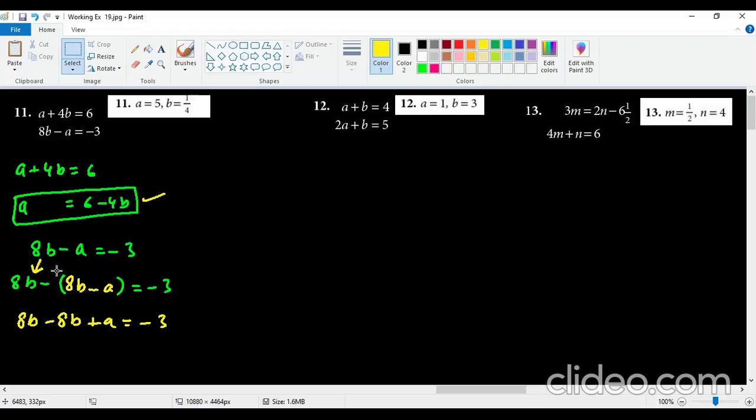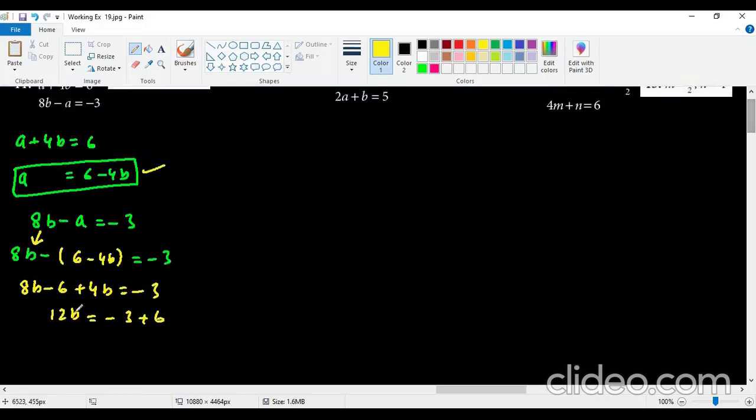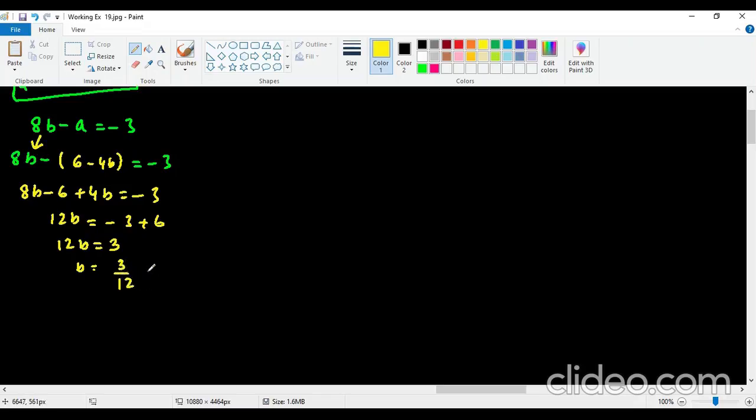So here we are going to change this, and remember we are going to make a bracket over here, otherwise the whole of your answers can be wrong. Now the value of a is 6 minus 4b. That means 8b minus 6 plus 4b equals negative 3. Now 8b plus 4b is going to be 12b equals negative 3, and plus 6 is going to be 12b equals 3, and b is going to be 3 over 12. That we can write as 1 over 4. So the value of b is 1 over 4.